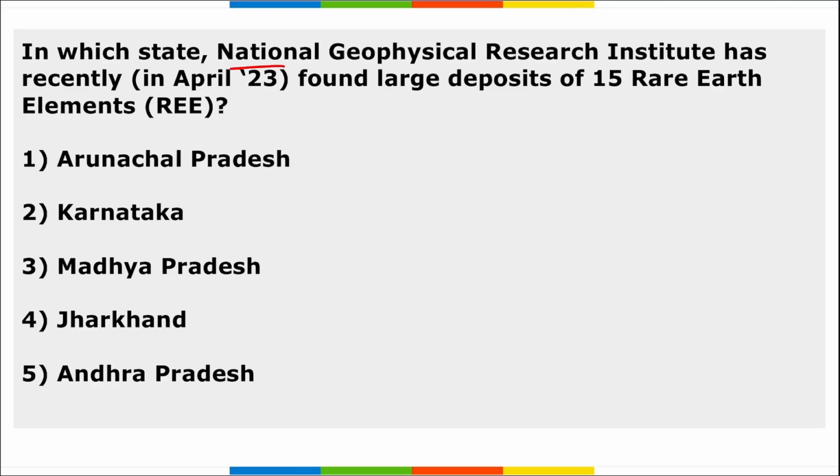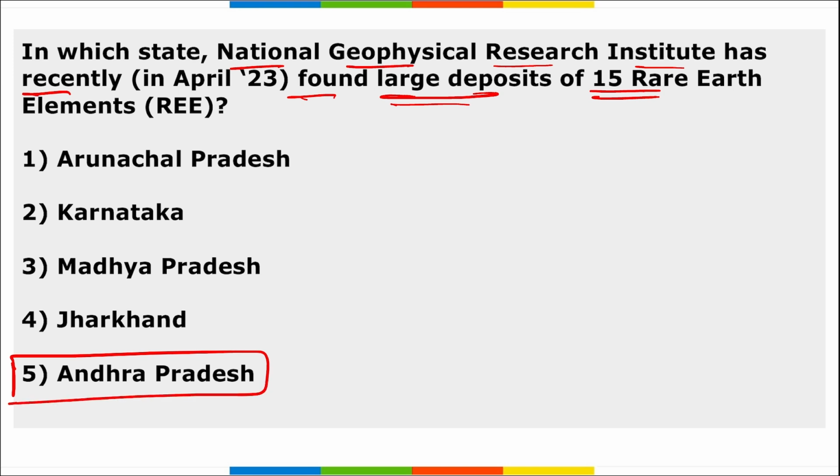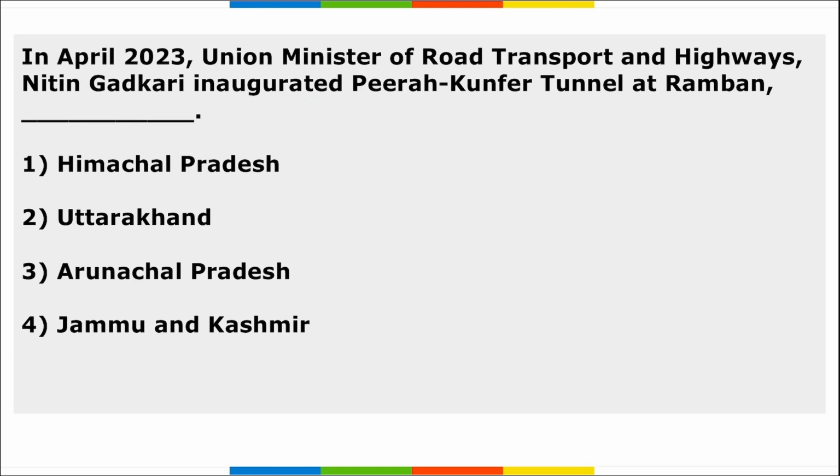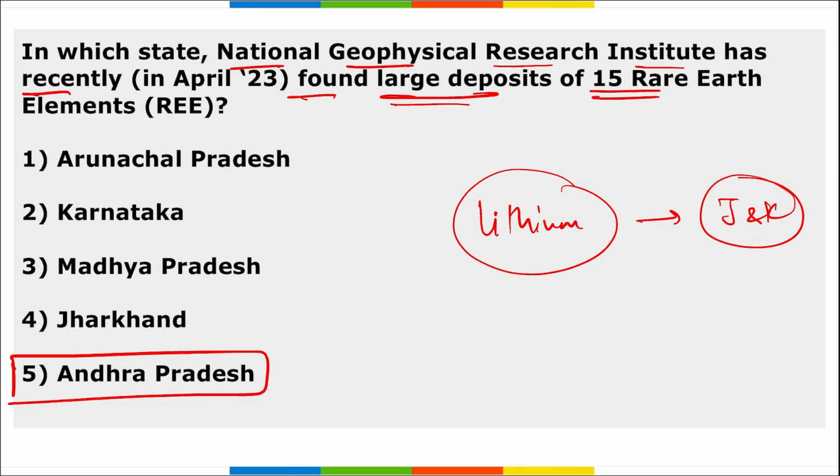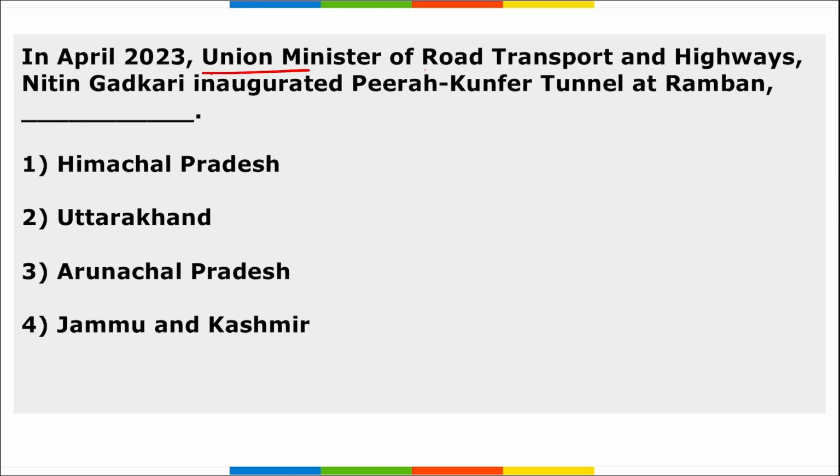Next, in which state has the National Geographic Research Institute recently found large deposits of 15 rare earth elements? The rare earth elements have been discovered in Andhra Pradesh, and that too 15 rare earth elements. Also, if you remember recently, lithium reserves were discovered in Jammu and Kashmir. Next, Union Minister of Road Transport and Highways Nitin Gadkari inaugurated Pir Panjal Tunnel at Ramban. Where is this Ramban? It is in Jammu and Kashmir.